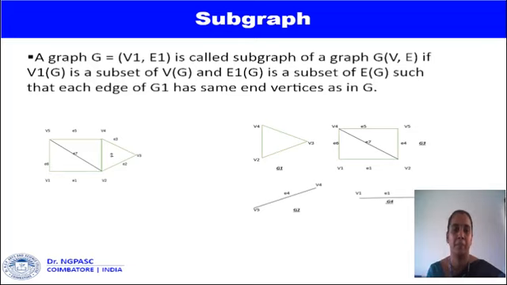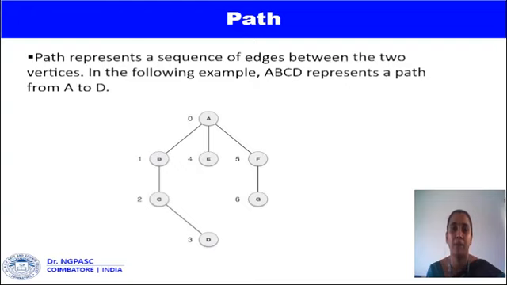The next one is path. A path represents the sequence of edges between one vertex and another vertex. If I want to travel from A to D, I have to pass through B and C. So I can write the path like A, B, C, D. This is known as a path. The vertices between the starting and ending vertex form the path, and we have to include the starting as well as the ending vertex also.